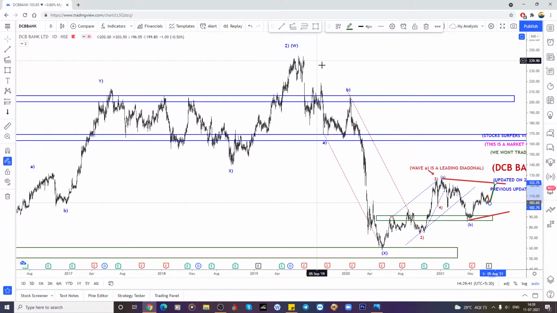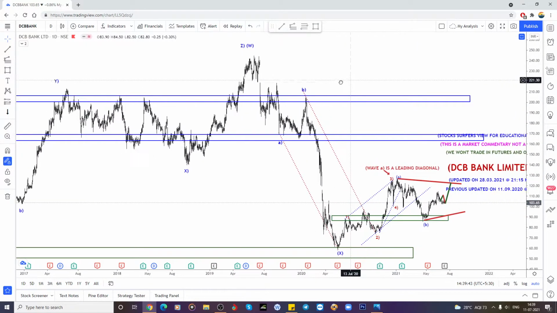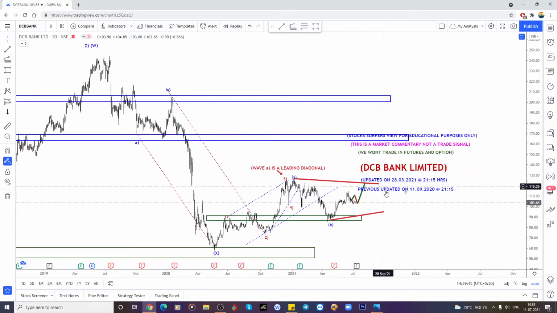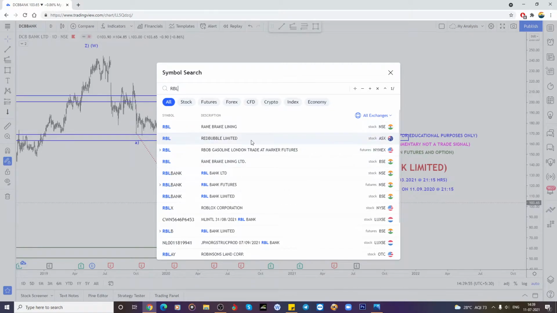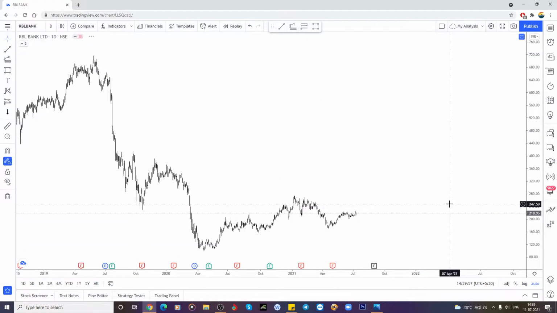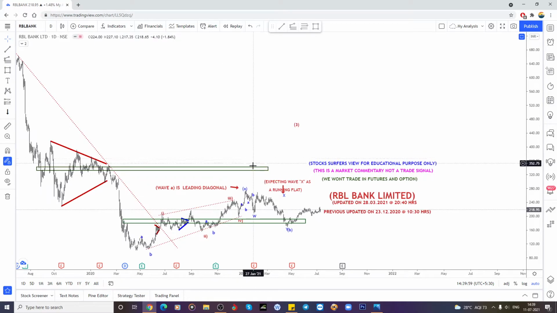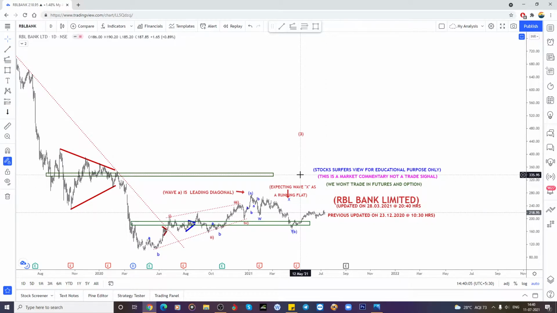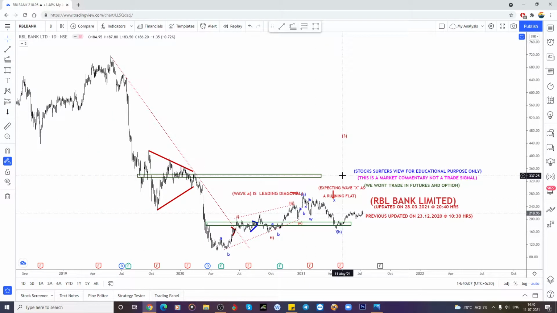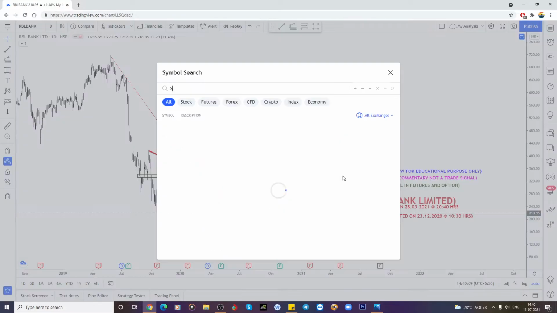So whether this is a W and this is an X, so A is already done and beyond the triangle, or the B wave is already completed beyond the C wave for the target of 160. So that is my shorter term target. So next we move into the RBL Bank. That is also the same. A, B beyond the C wave, or it could be making a triangle. Let's wait for that. And my shorter term target is 335. And SBIN.